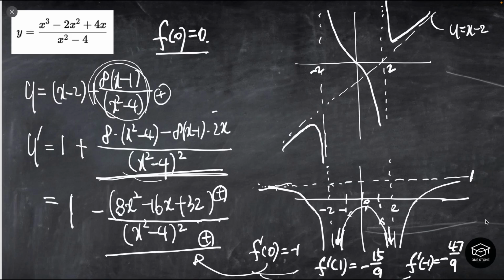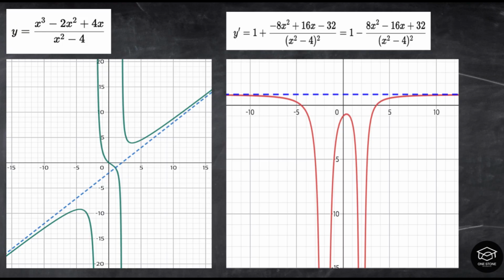As x approaches infinity, the graph approaches the slant line from above. As x approaches -infinity, it approaches from below. That completes our analysis and curve sketching of the function y equals x cubed minus 2x squared plus 4x over x squared minus 4.